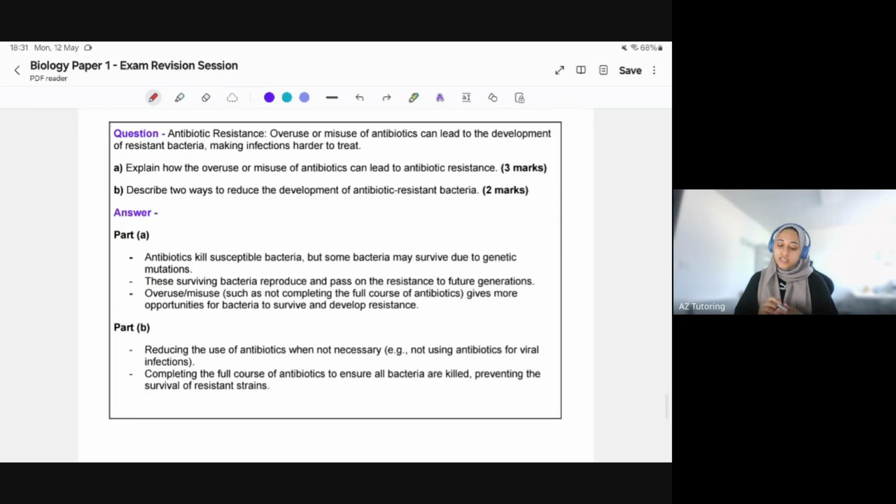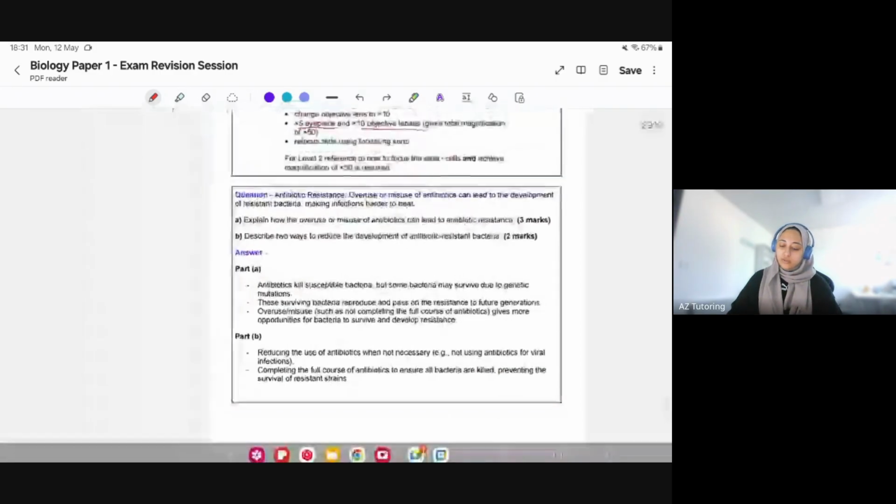So, reducing the use of antibiotics when not necessary. That's the reason why you can't go to the doctors or the pharmacy and ask for antibiotics. Your doctor has to prescribe them because they have to see if it's worth giving to you, or whether it's just worth you getting better by yourself, naturally. And then the second point is completing the full course of antibiotics to ensure all bacteria is killed. So yeah, just as I described below, and we'll wrap it up there.